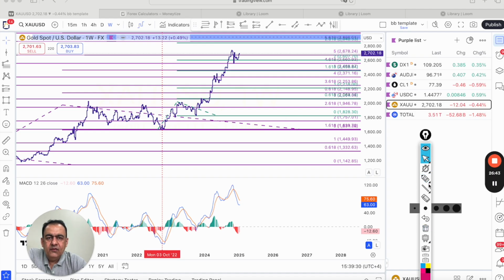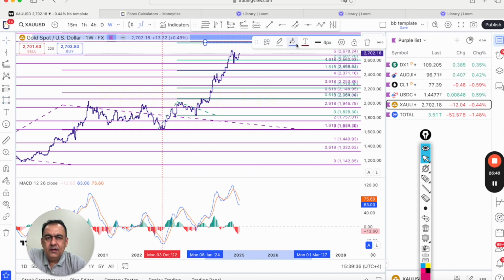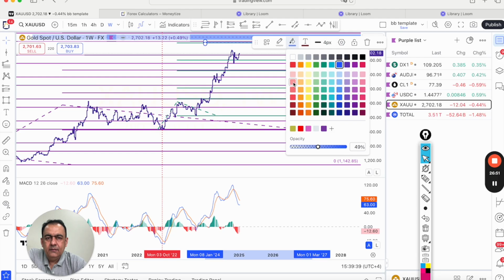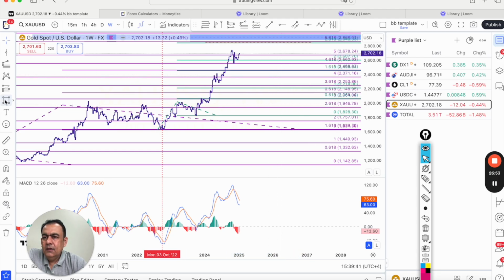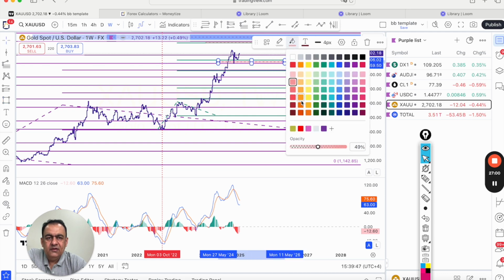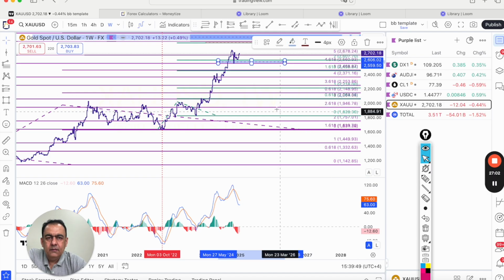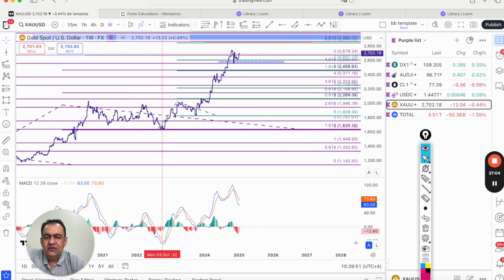So let's define the zones here. Magnet around this area, resistance, and strong support between 2560 to 2607. So support and resistance areas marked.